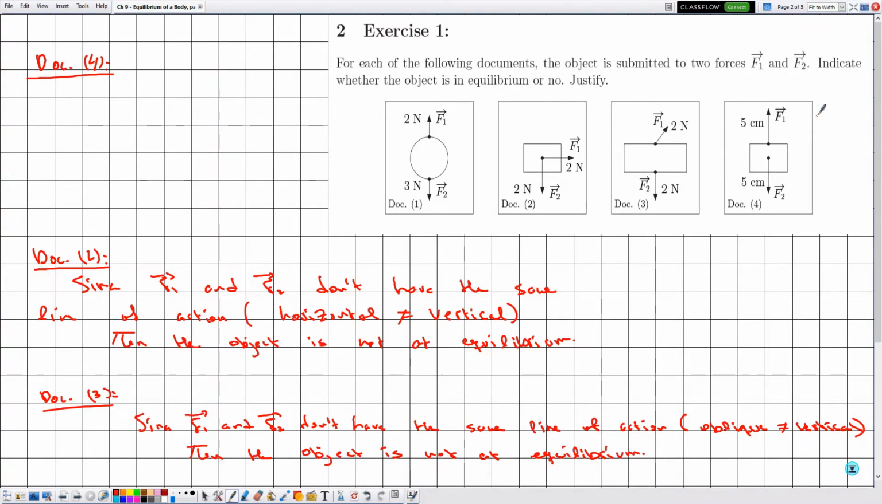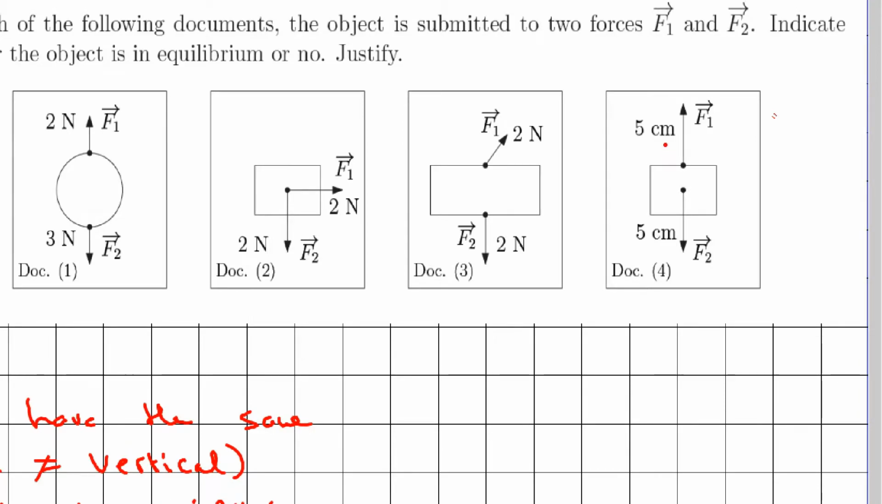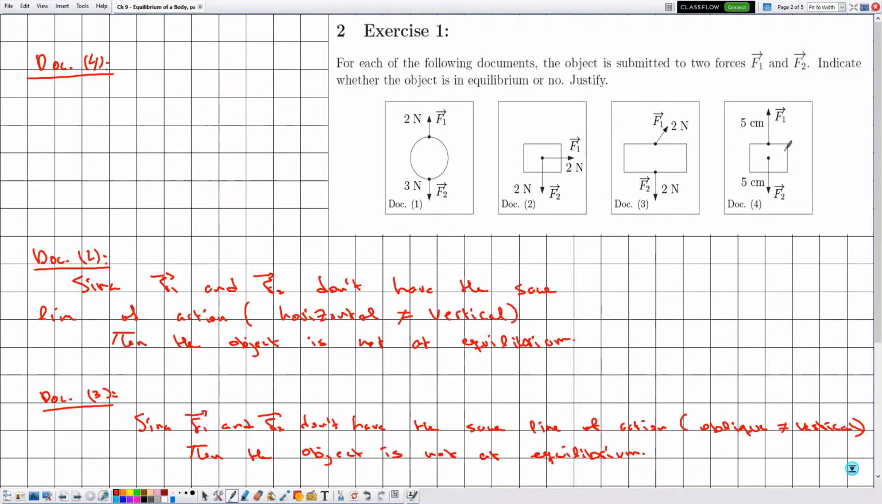As for the final document, document 4, notice that in this case the forces F1 and F2 have the same line of action, which is vertical. Now the point of application is not important, they have different points of application, and this is what I mentioned in the beginning of this part. As for the direction, they are opposite because F1 is upward and F2 is downward. And as for the magnitude here, the magnitudes are not given, we have the length of the vector. So if the lengths of the vectors are the same and they are represented using the same scale, that means F1 and F2 are equal in magnitude.